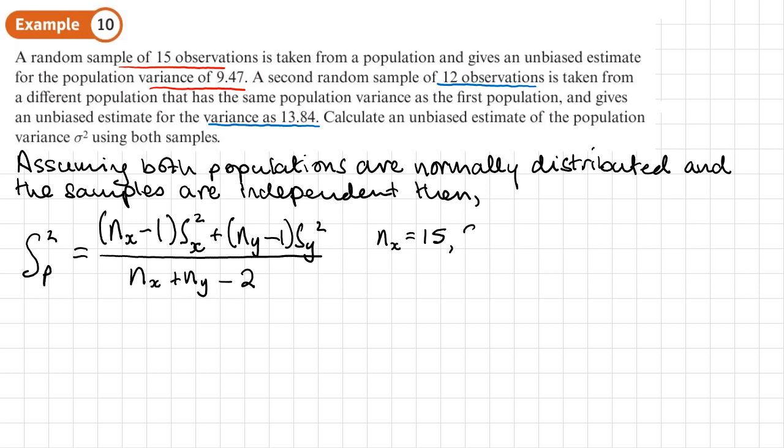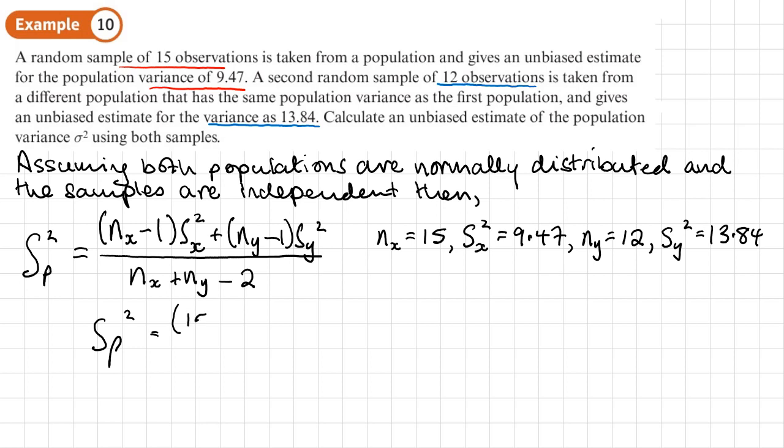The unbiased estimate for the population variance of that population is 9.47. The number of samples from the second population is 12. And an unbiased estimate for that variance is 13.84. So all we need to do now is put those numbers into the formula.